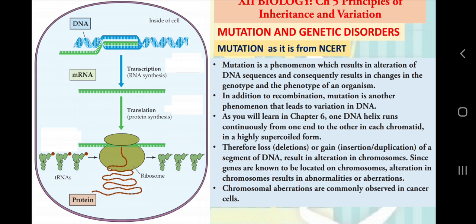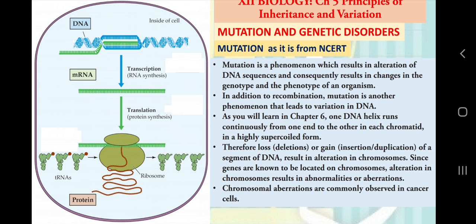Now, in addition to recombination, mutation is another phenomenon that leads to variation in DNA. In my previous video we talked about linkage and recombination, and in class 11th biology we also learned about recombination in meiosis first. So we know that recombination is responsible for genetic diversity in living organisms, but yes, mutation is also responsible for genetic diversity, because it is altering the sequence of DNA, and ultimately this changes the sequence of protein and the function and structure of those proteins.